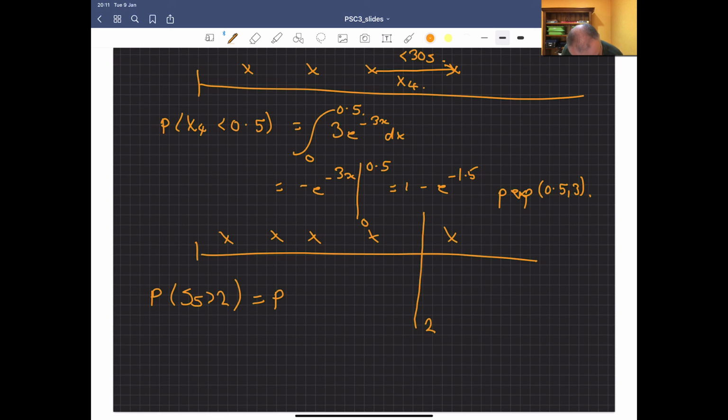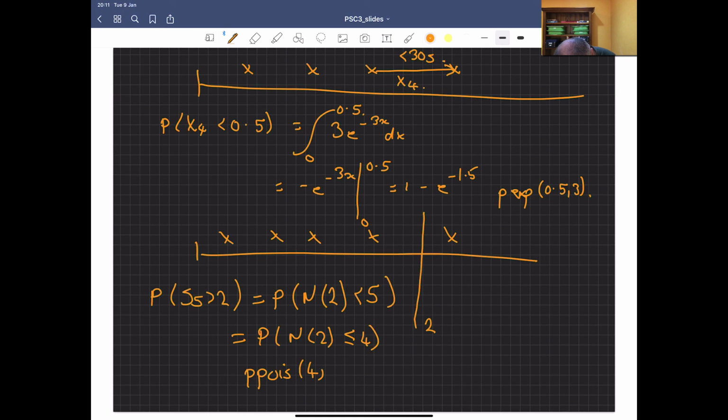more. But generally we know that the number of events must be less than 5, because we can't have the fifth call in that first 2 minutes, otherwise we haven't got that it's after 2 minutes. Which, as I said, is equivalent to the probability that N2 is less than or equal to 4, and this is ppois for 2 minutes, so it's 2 times 3, so 6. Done.